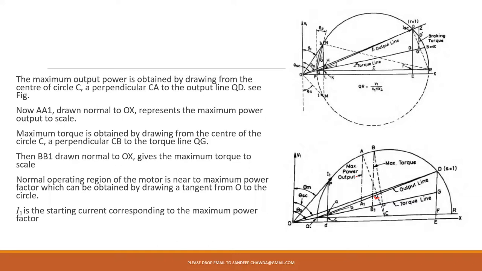Here the normal operating region of the motor is near the maximum power factor, which can be obtained by drawing a tangent from this O to the circle. I1 is here the starting current, which will correspond to the maximum power factor.